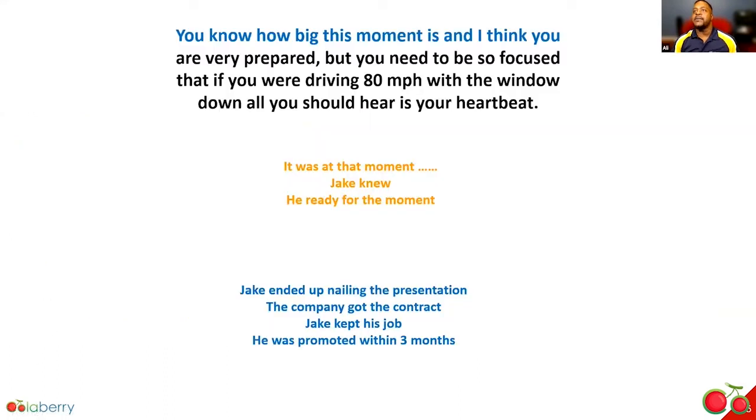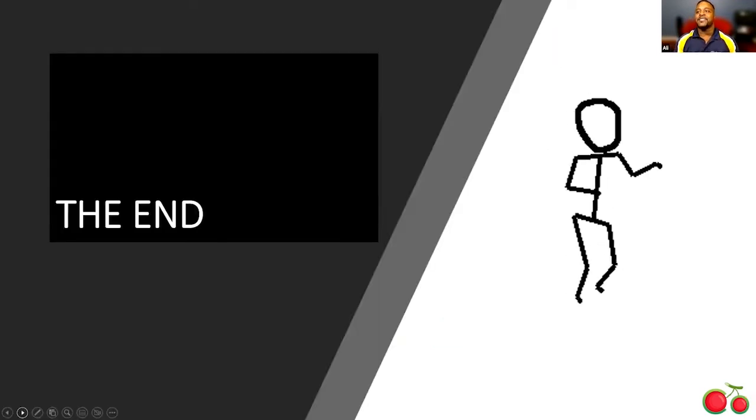Jake's boss came to him and said, you know how big this moment is, and I think you were very prepared, but you need to be so focused that if you were driving 80 miles per hour with the window down, all you should hear is your heartbeat. It was at that moment Jake knew he was indeed ready for the moment. Jake ended up nailing the presentation. The company got the contract. Jake kept his job, and he was promoted after 6 months.